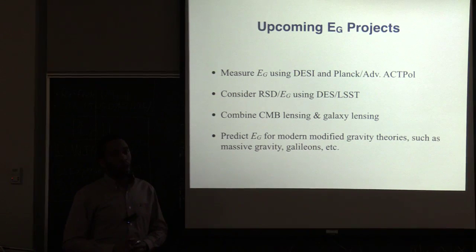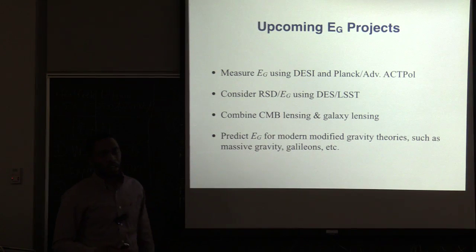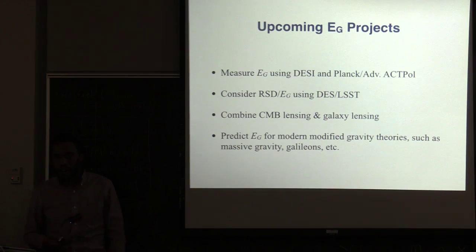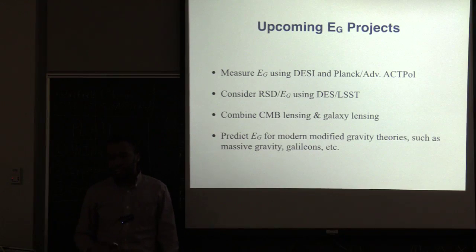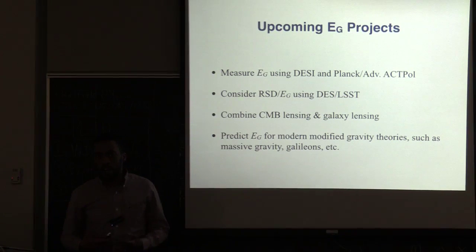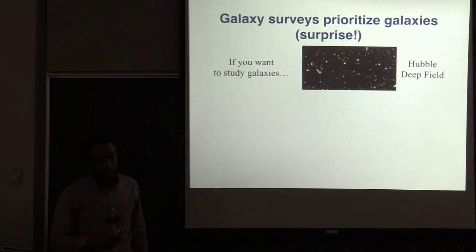That's why it's not really determined whether measuring redshift space distortions with an imaging survey will actually work. But this is something that I would be working on. Also, you can consider combining CMB lensing with galaxy lensing, and of course thinking about what constraints on other models of gravity, like massive gravity, will be possible with EG. Alternative probes... well, can I ask, yes.